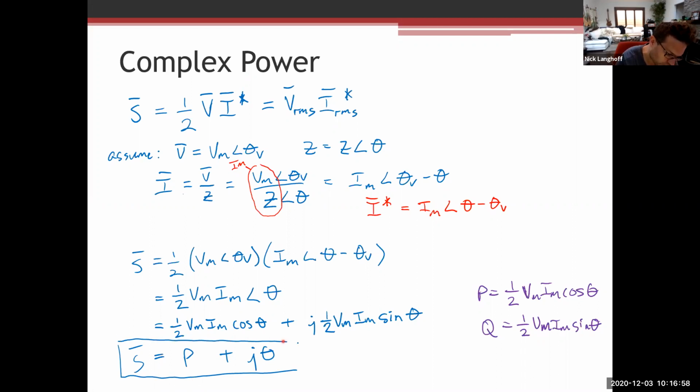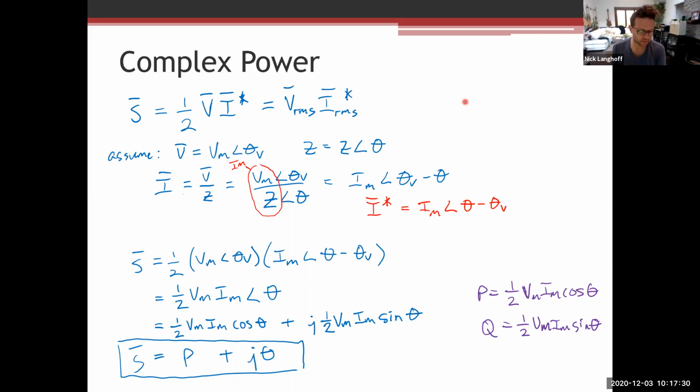So the complex power S, which I've shown as a phasor because it's in the complex plane, is the complex vector sum of the real or average power plus the reactive power on the j axis, or the imaginary axis. So that's what we have there.